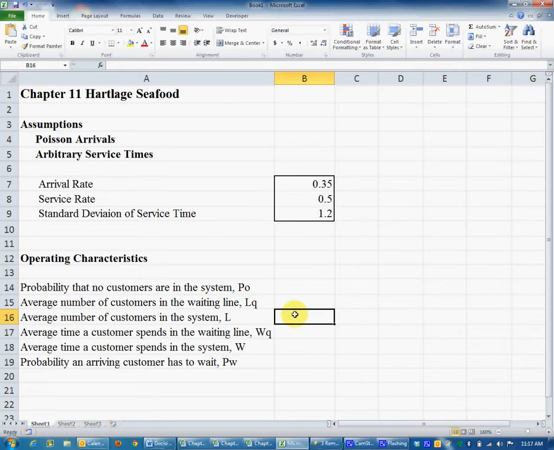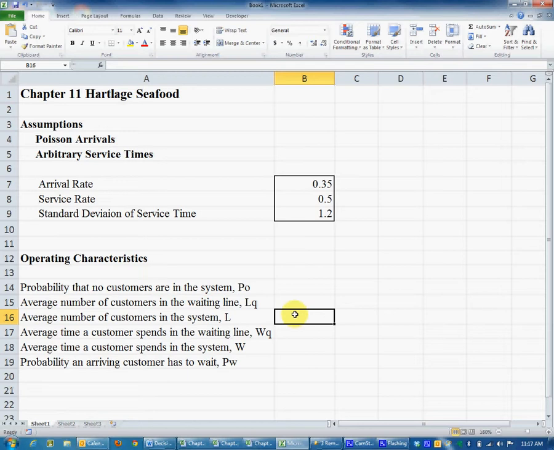So we calculate these same things, P0, LQ, WQ, W, and PW. We calculate these over and over, because these are the important things in figuring out waiting in line problems, queuing problems. But what we're given changes.